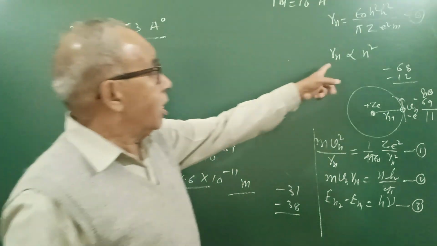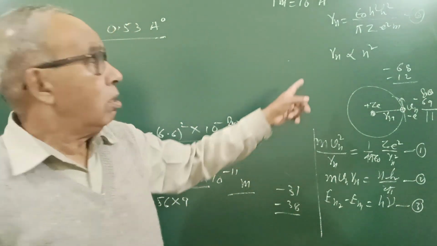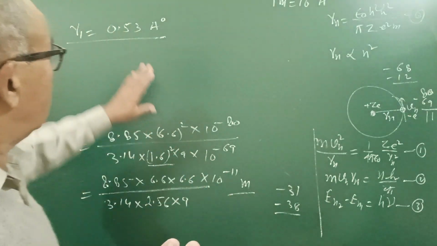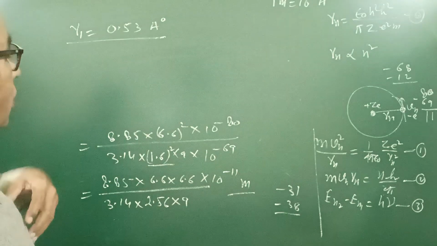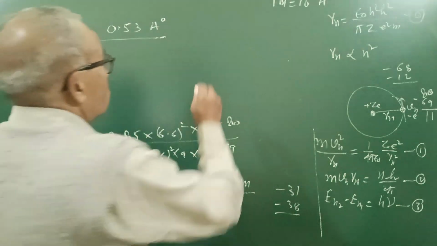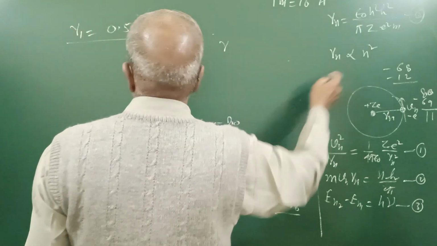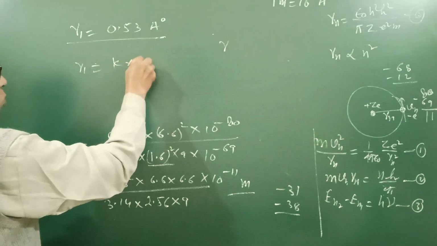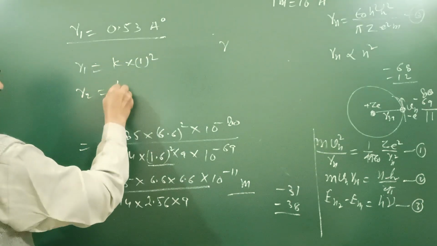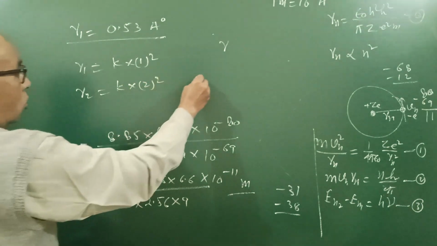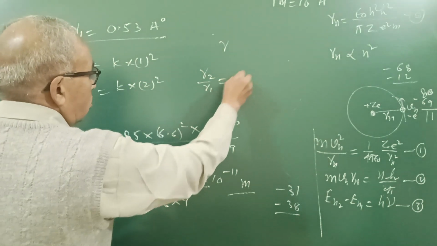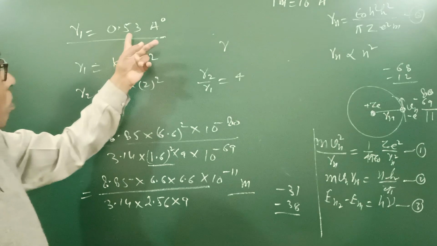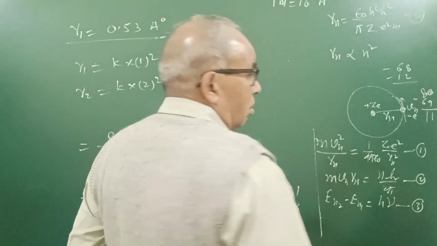First orbit. As I told you, Rn is proportional to n square. A question of 1 mark is there in the board exam. This is the first orbit, what is the radius of the second orbit? So Rn proportional to n square. So R1 equal to k into 1 square, or R2 equal to k into 2 square. So R2 upon R1 is equal to 4. So radius of second orbit is 4 into 0.53. Directly you can write it in angstrom.